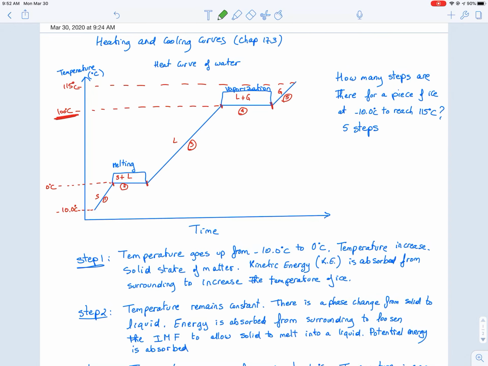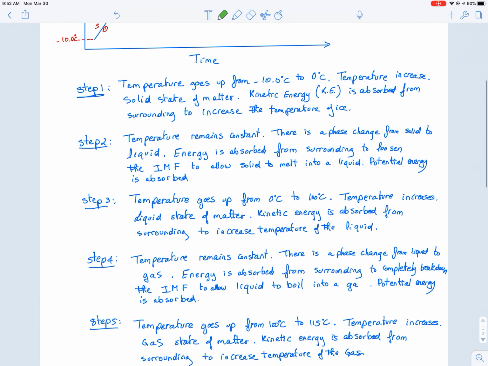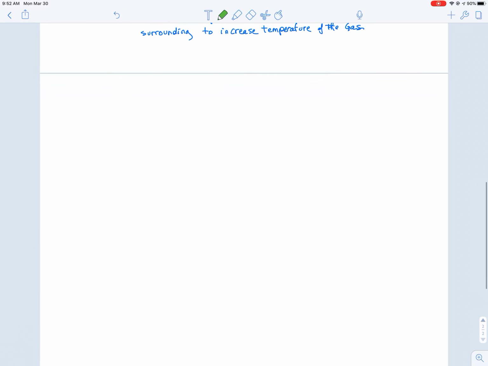Now, we can do something else. I can just show you something a little bit different. I can show you this. I can now show you something that looks like that.